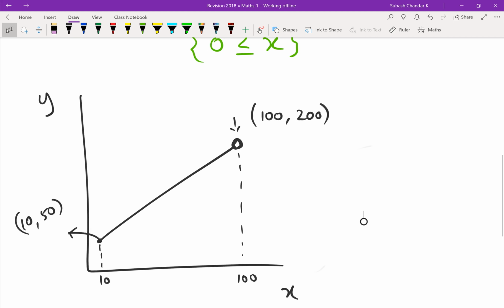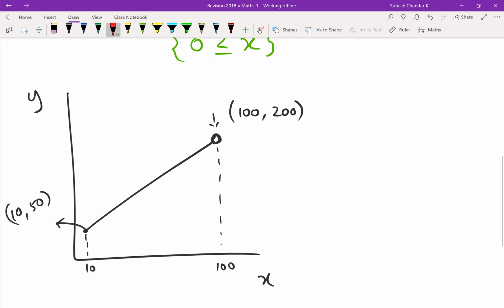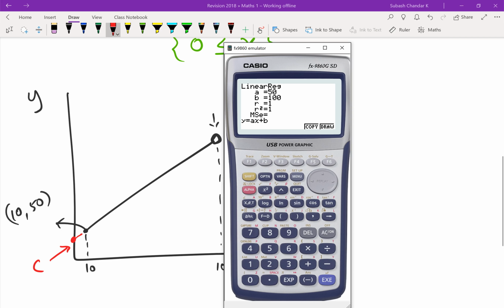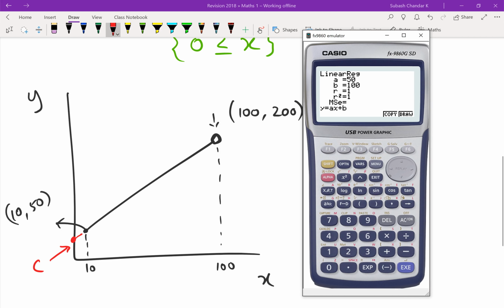So what I was talking about was that this line will extend here, and it's going to cut at some point C. But we don't know what it is, and you definitely can't guess and check. The only thing you have is the points (10, 50) and (100, 200). I'm feeling a bit lazy today, guys, so I'm going to go into the graphics calculator and just chuck it in.